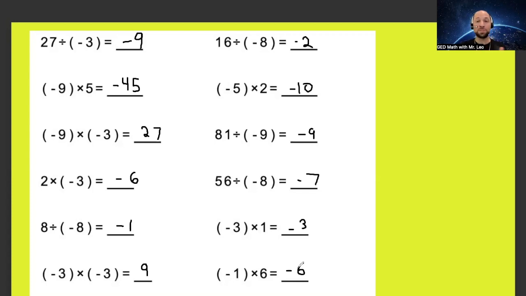Now, if you're having problems with these, you might not be ready for today's lesson, and you should go back and watch part 1 of this series to really get this under control. If we try to move ahead now, it's going to be very confusing. Make sure you have these rules down for multiplying and dividing negatives.